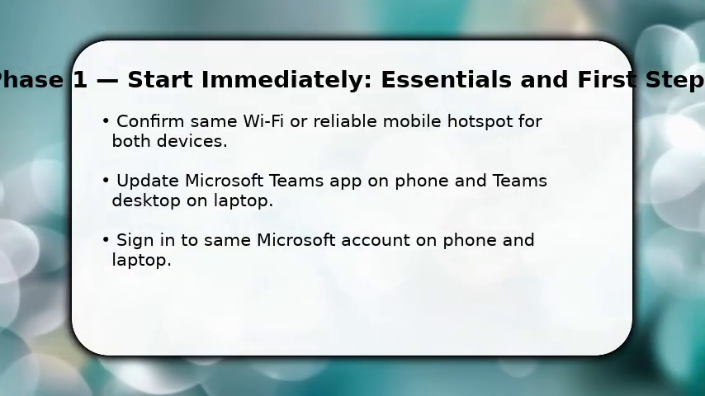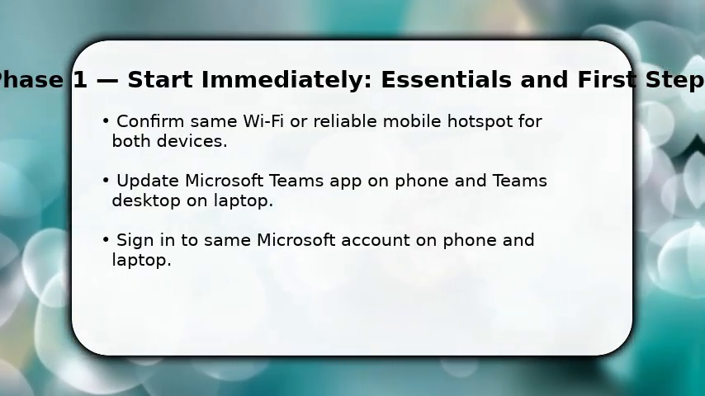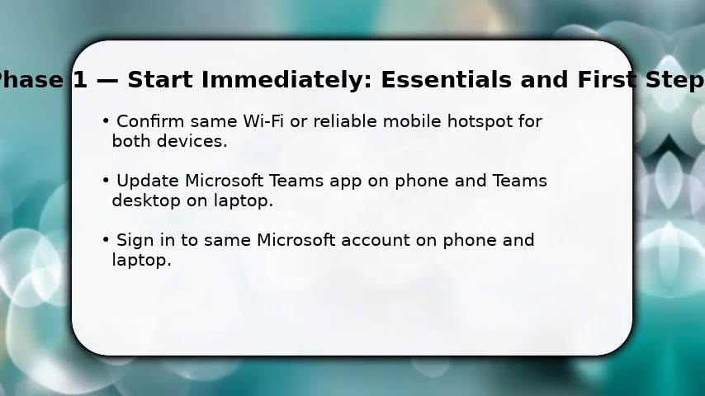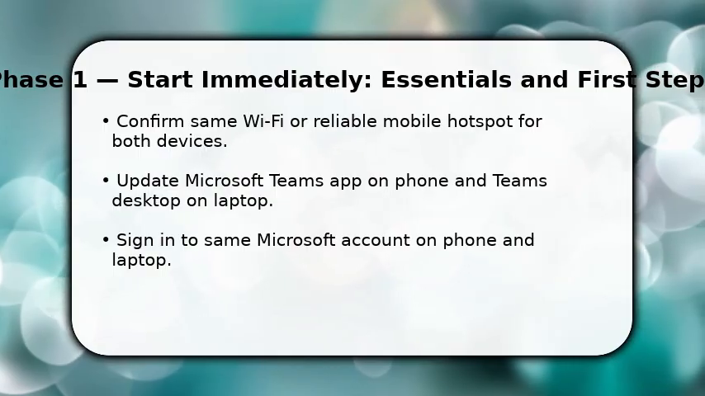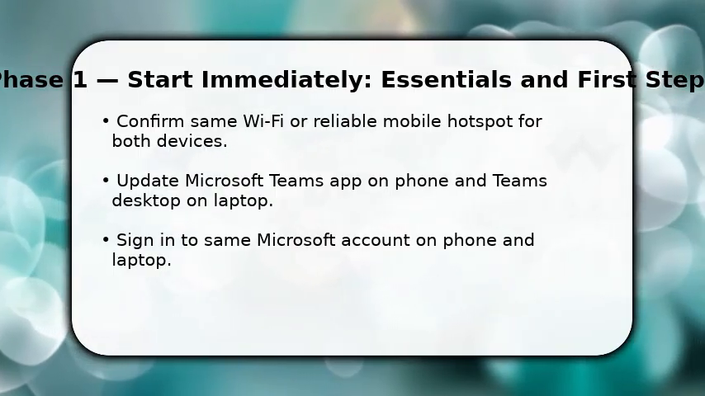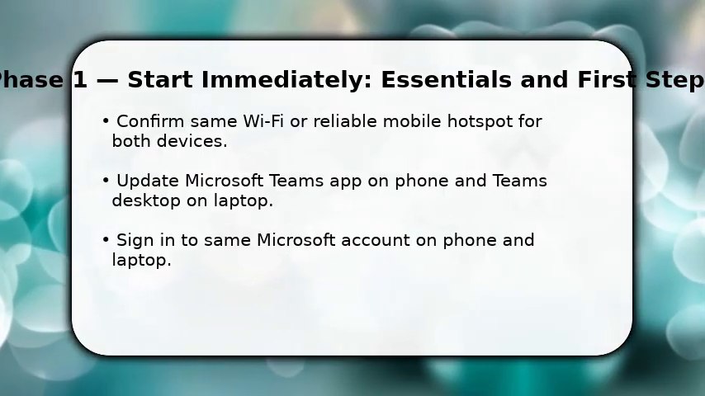Open Teams on your phone and laptop. First, verify both devices share a stable network because syncing needs low latency. Make sure the phone app and laptop desktop client are updated. This avoids protocol mismatches. Sign in to the same Microsoft account on both, otherwise you'll create separate sessions.